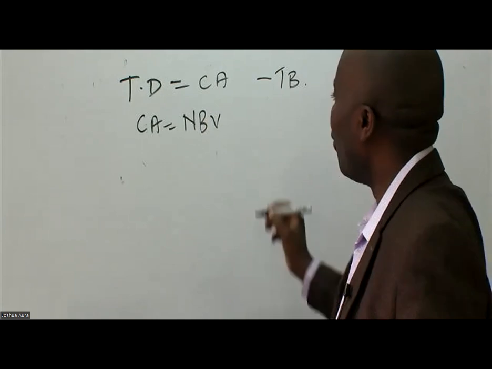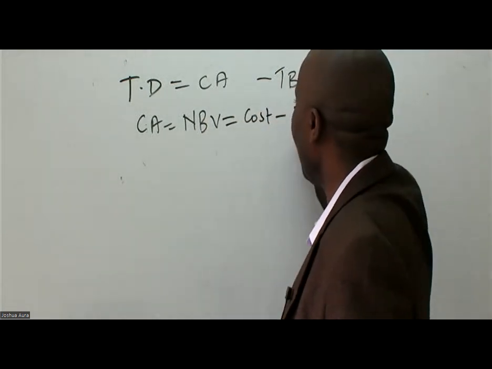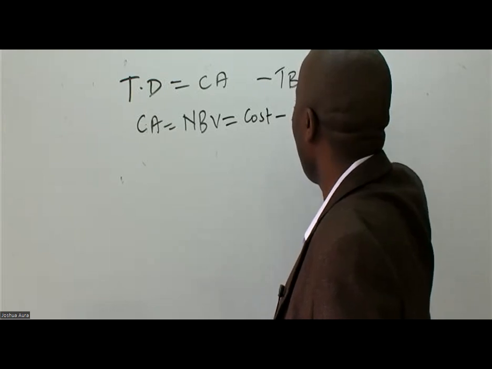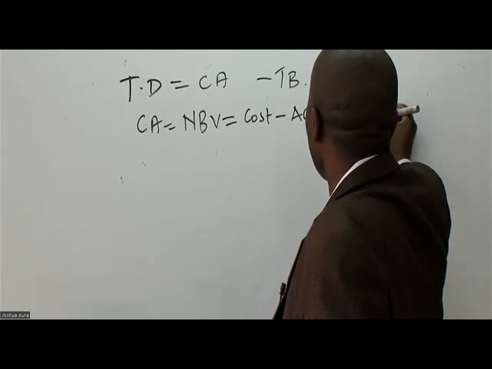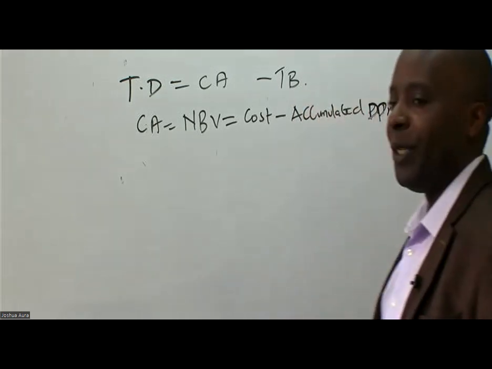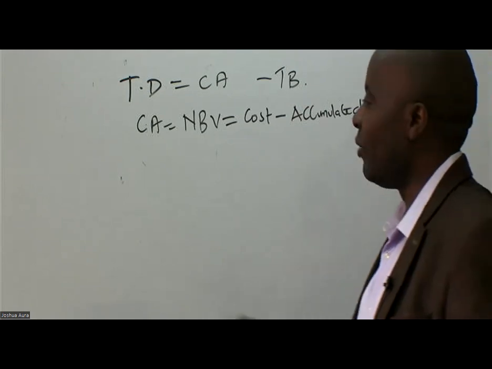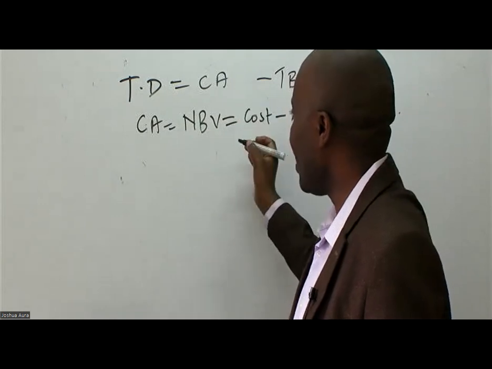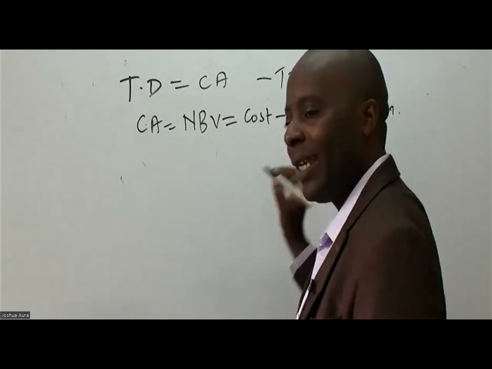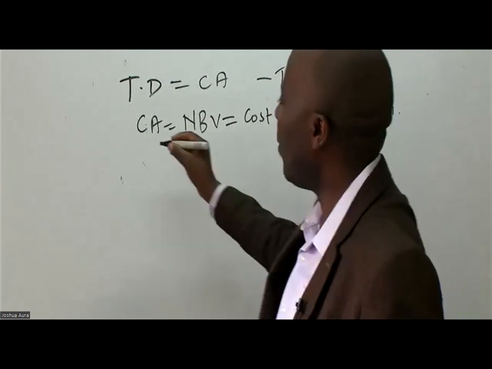Net book value, if it's an asset, we take the cost of the asset minus accumulated depreciation. That is how we get our carrying amount. You can write this in full. Carrying amount is net book value, which will always be obtained by taking the cost minus any accumulated depreciation. How do we get our tax base?